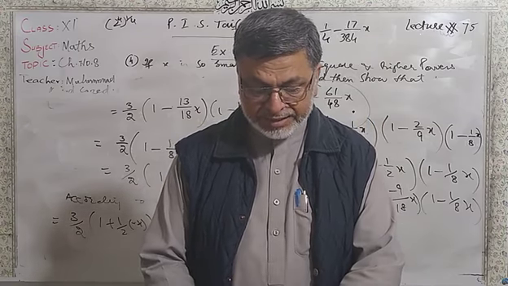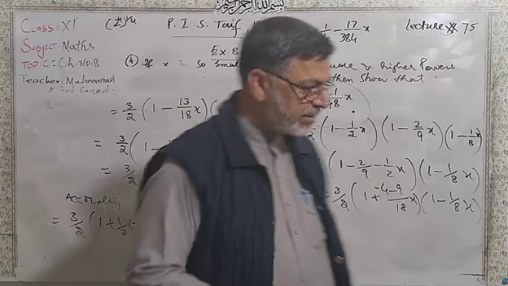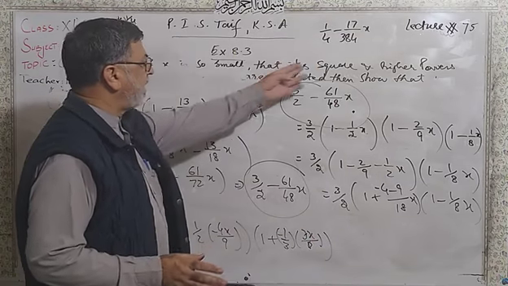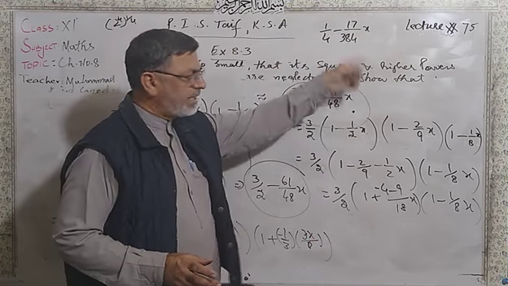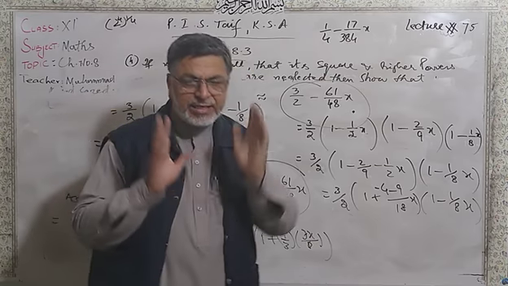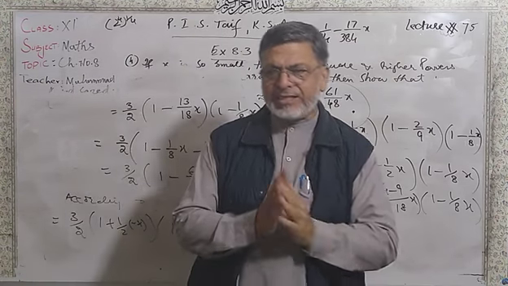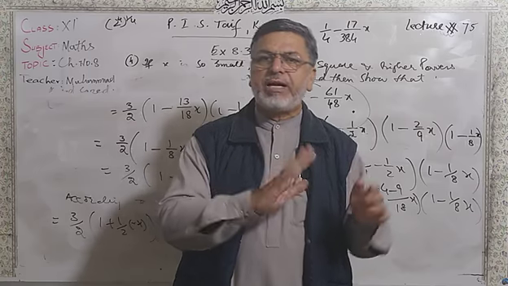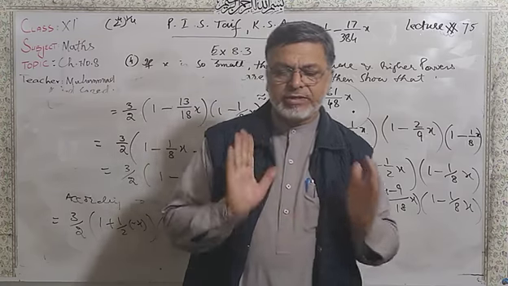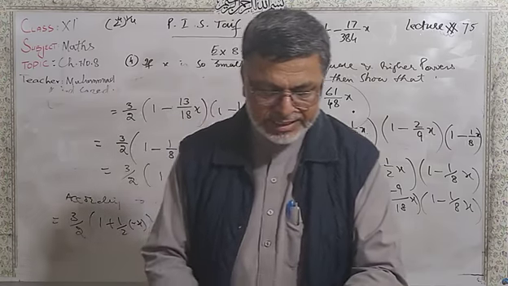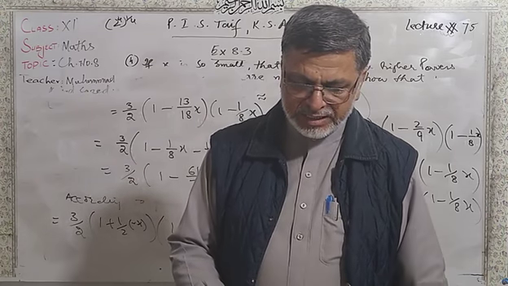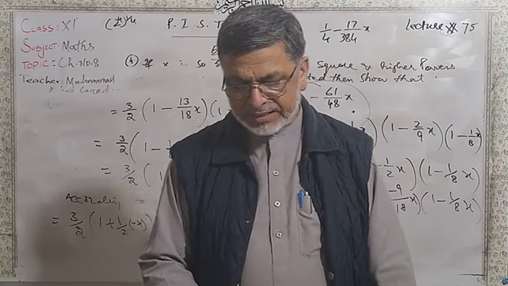If x is so small that cubes and higher powers are neglected, remember that here was square and higher powers are neglected, then cube and higher powers are neglected. It means that in this question, x square will remain the part of your answer. So that's why your right hand side will be this one. 1 minus 1 over 2x minus 9 over 8x square.